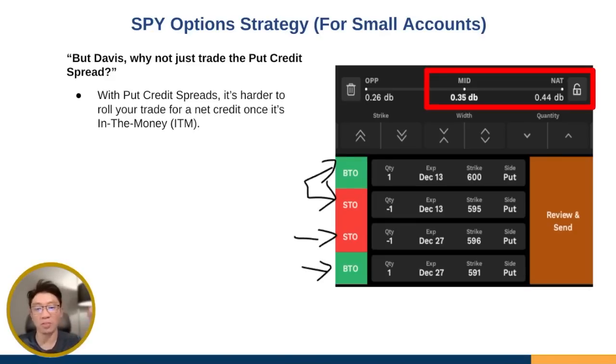So as you can see, if you were to roll out and you roll down, you're going to go into a bigger debit. So now you have to pay even more just to put on this position, which means this overall position is going to have added risk. So this is the downside of putting on the put credit spread.